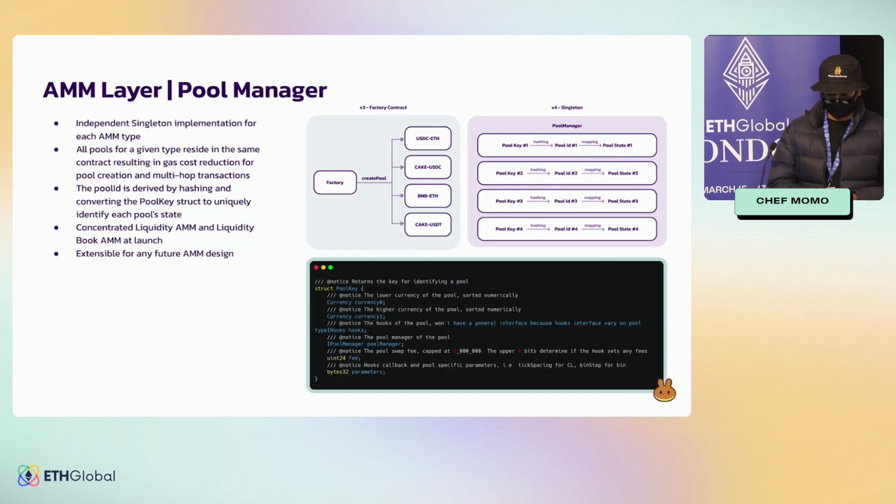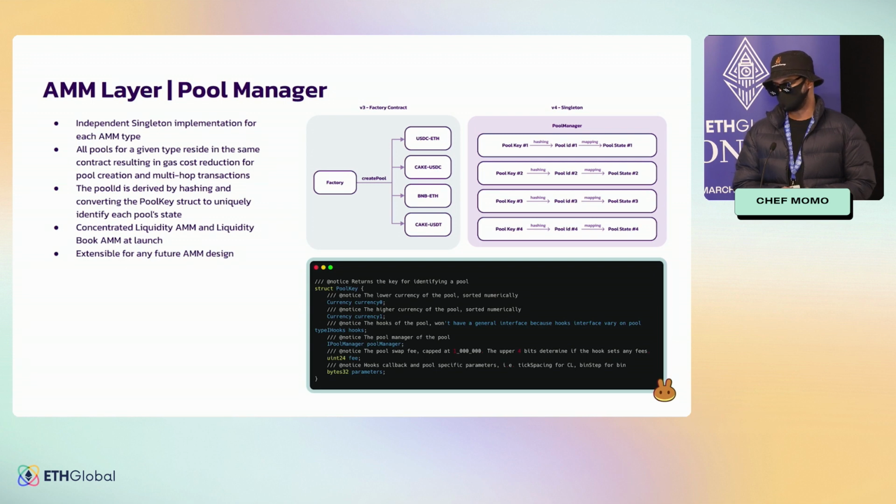Moving on to the next layer, which is the pool manager. So pool manager is something which has the AMM logic, and we have different types of pool manager implementation at launch. The first one is the concentrated liquidity AMM, and the other one is liquidity book AMM. Now the good part is that it's possible to add any other future AMM designs using this layer without any re-implementation of the core protocol.